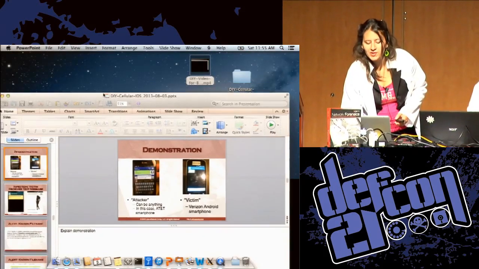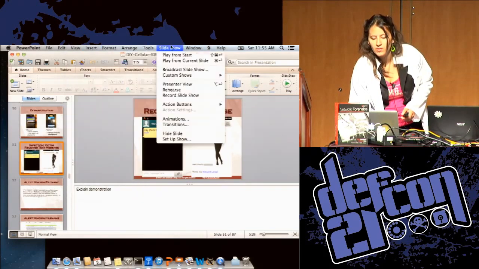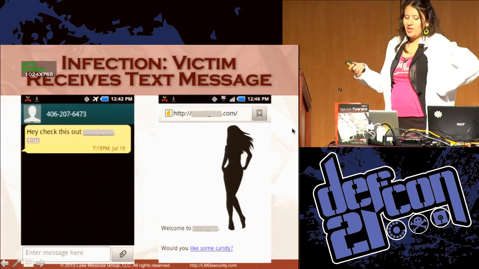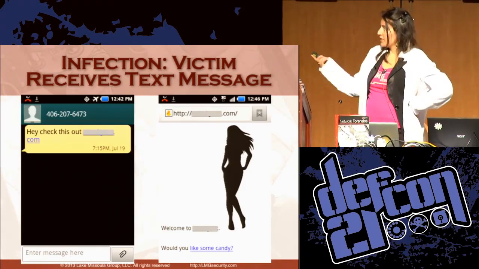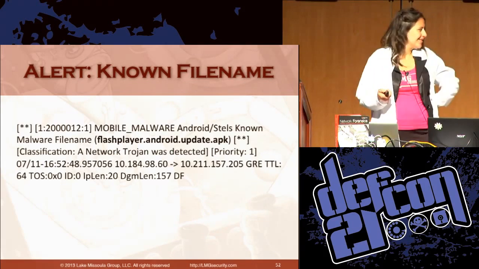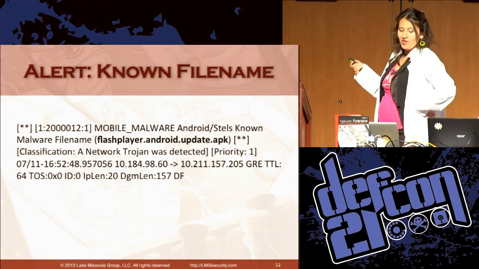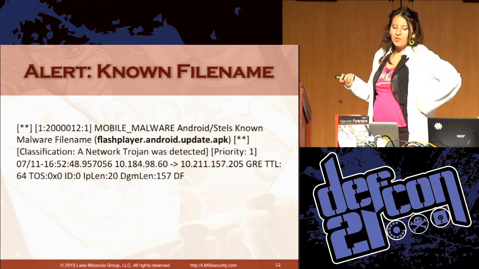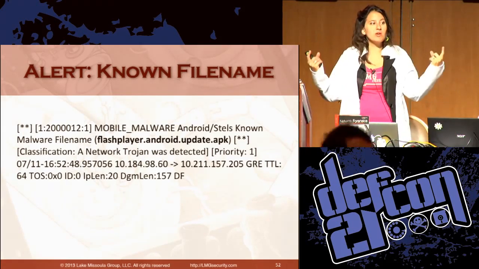Okay, so let's dig into stealths in a little more detail and walk through this a little more slowly. All right. So here you see the text message we sent, hey, check this out, sneakynet.com. And here's, welcome to SneakyNet, would you like some candy? We just saw that. And unfortunately, David clicked on the link, got his phone infected. And we saw this first alert in there. It went by pretty quick. There was an alert on the malware file name, flashplayer.android.update.apk, because it appeared in that website.